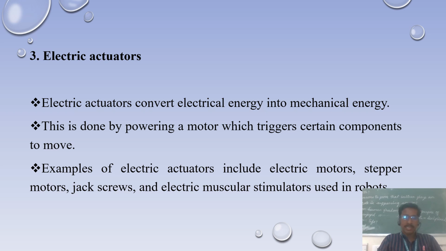The third one is electric actuators. Generally, electrical energy is converted into mechanical energy. This is done by powering a motor which triggers certain components to move. Examples of electric actuators include electric motors, stepper motors, jack screws, and electric muscular stimulators used in robots. There are more than these three different actuators.